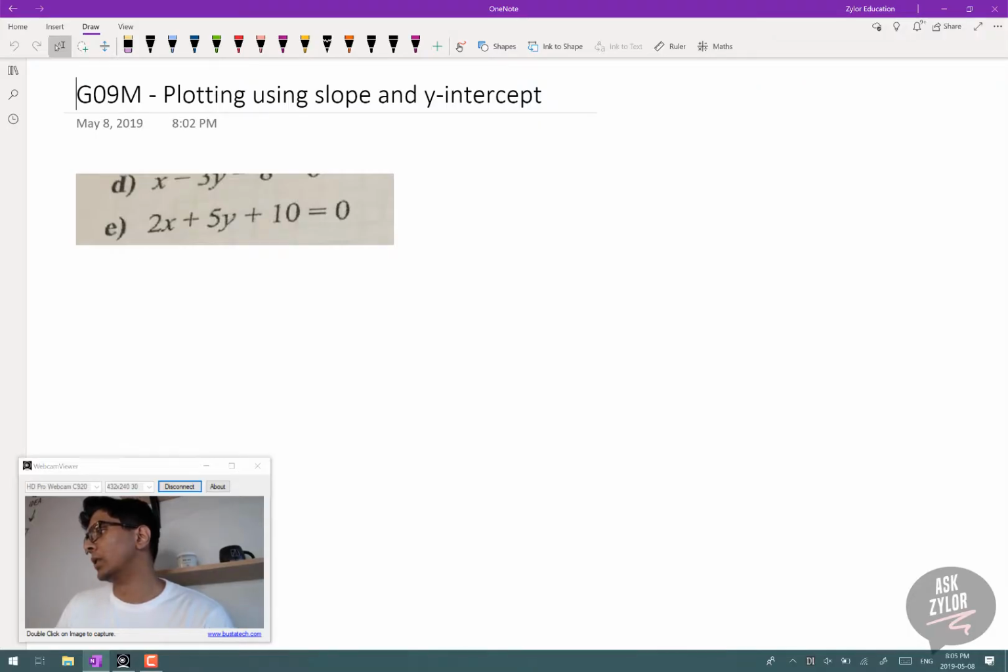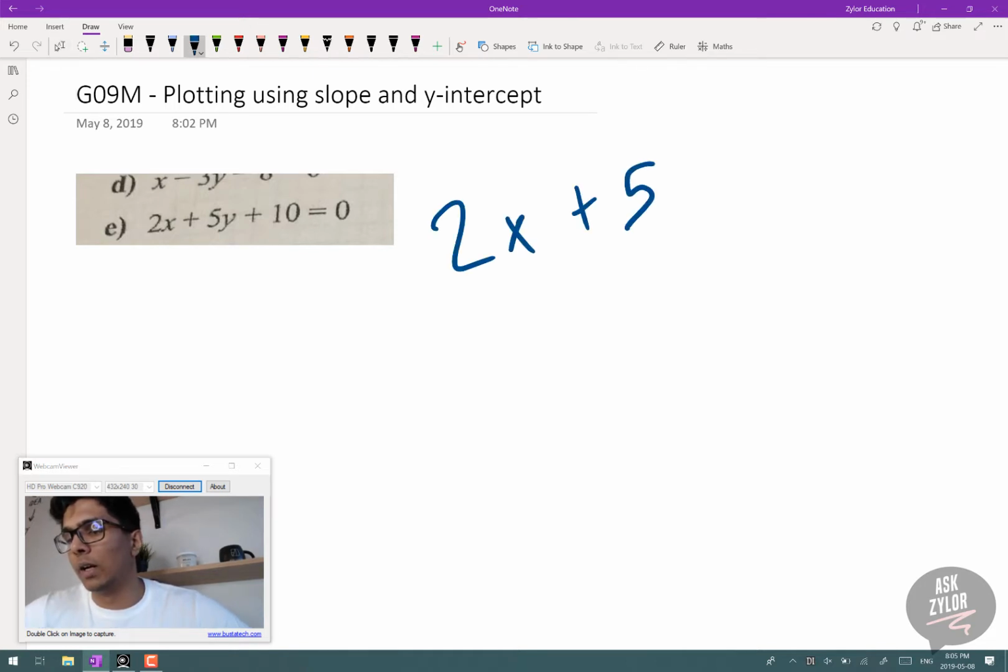So the first question is dealing with a grade 9 math question. All these questions are questions we see throughout the week, questions that students have been sending in. It's asking us to plot using the slope and y-intercept for this equation. So we have 2x plus 5y plus 10 is equal to 0.